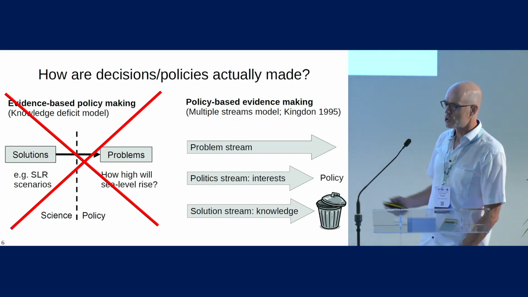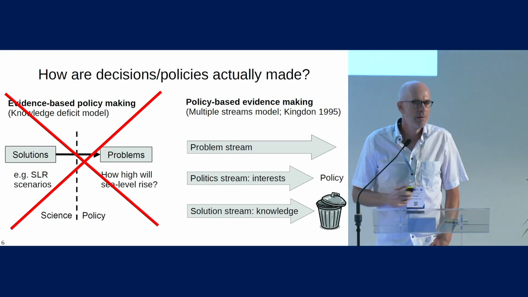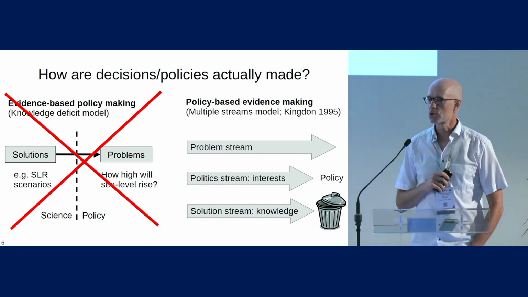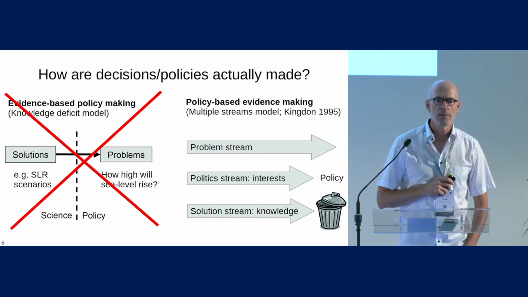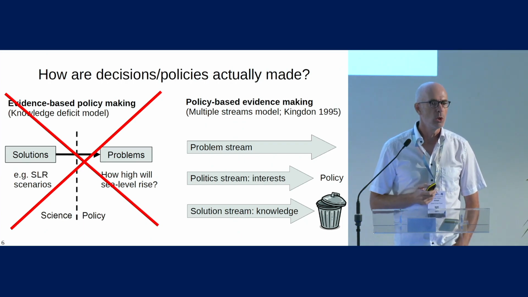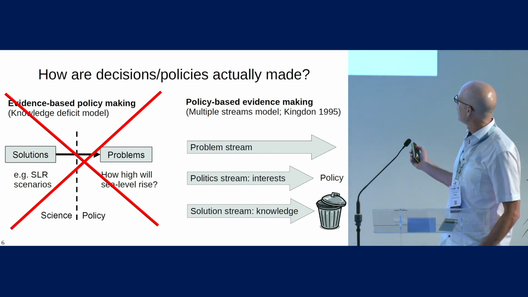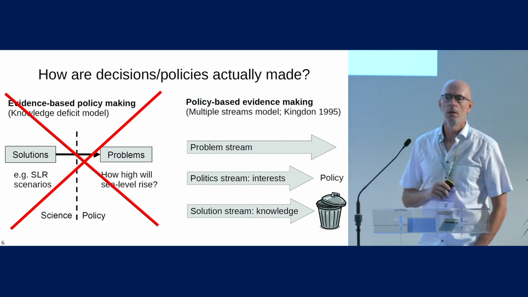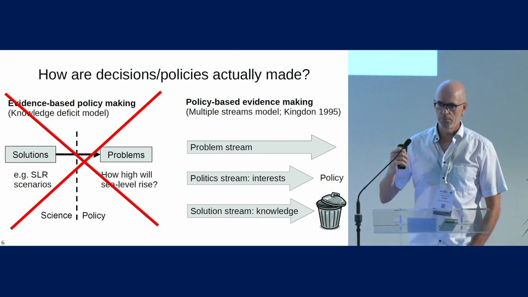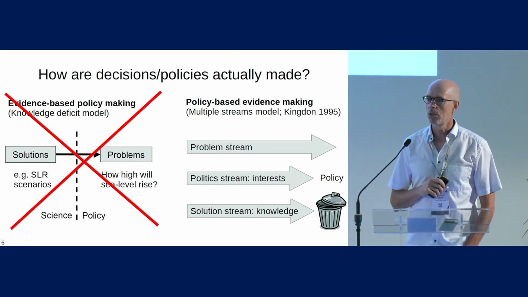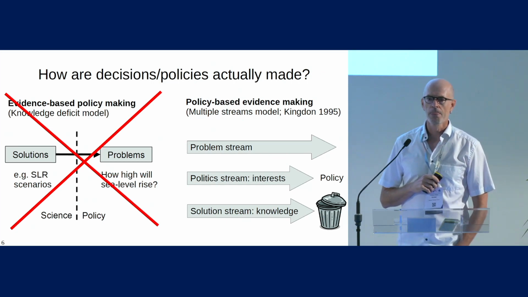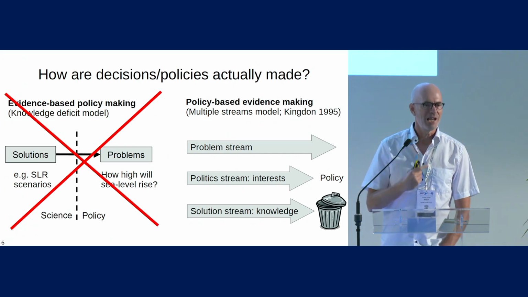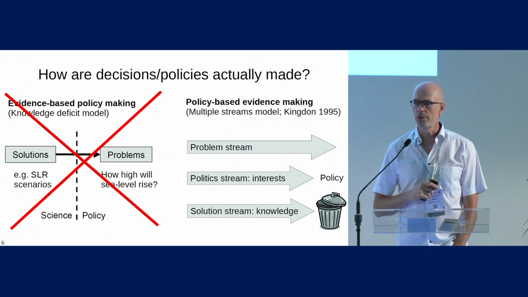Then we have the solution stream. That's basically us, the researchers working on solutions such as sea level rise scenarios. And usually everything we do goes into the bin. The former version of that model, the first version, has been called the garbage can model of policy making. And that's not polemic, it's just empirical evidence.